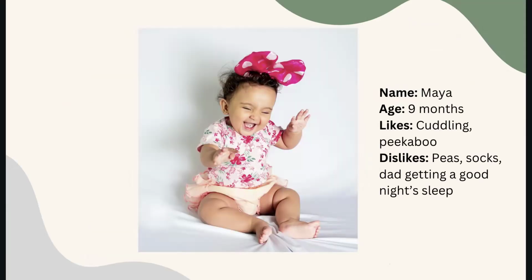This is Maya. She is 9 months old and she loves cuddles and peekaboo. She really dislikes peas, socks, and whenever her dad is getting a good night's sleep. Her dad enjoys watching her explore the world, but lately he's noticed something that concerns him.